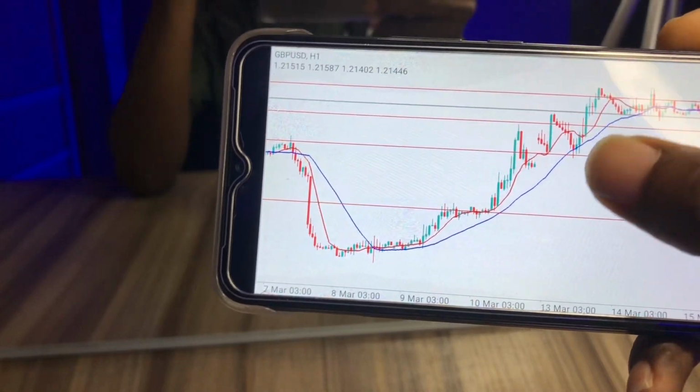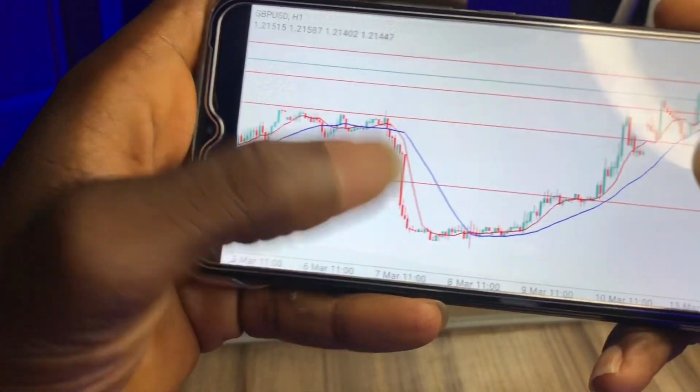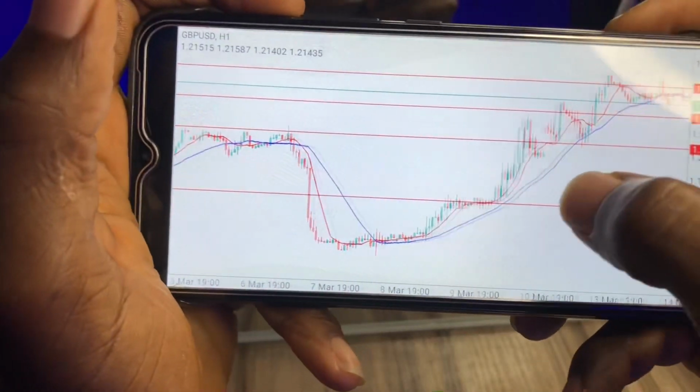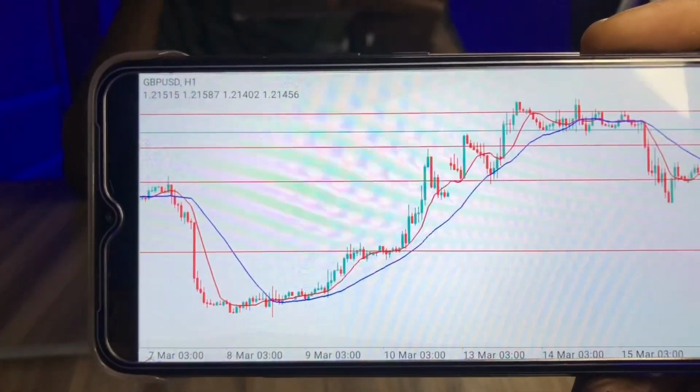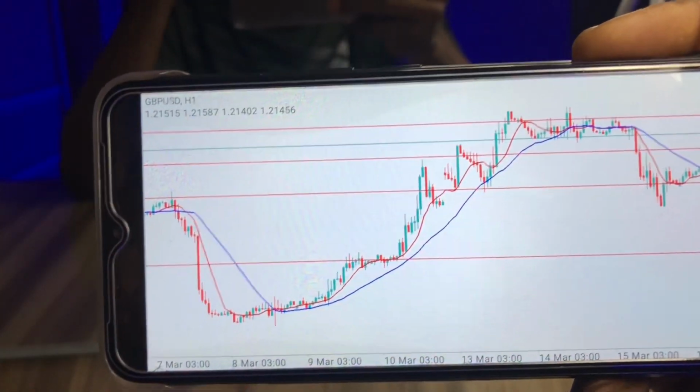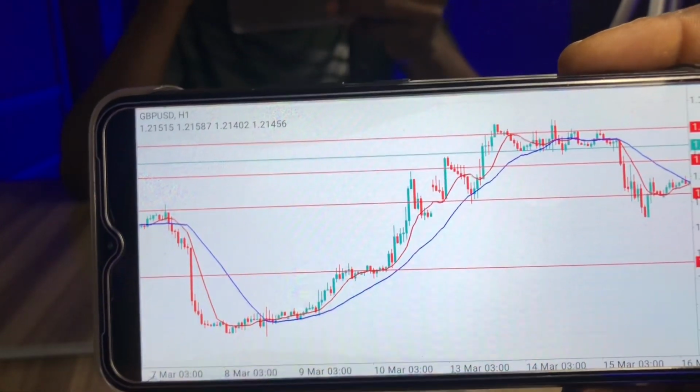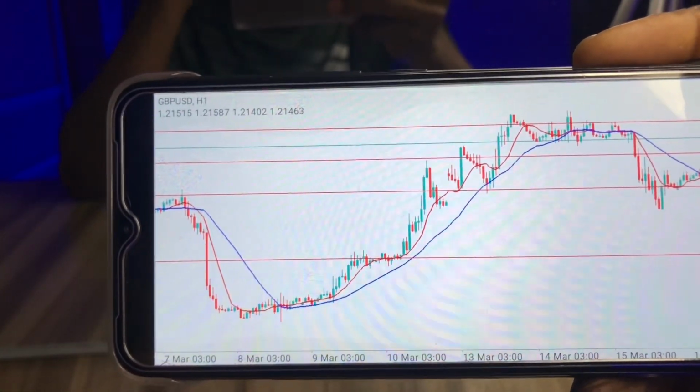Now, let me just explain the moving averages. Whenever you see price below the moving average, it's trying to signify a downtrend. Whenever you see price above the moving average, it's trying to signify an uptrend. So how we're going to be using the moving average and the support and resistance in the market is to see where price reacts and changes trend.